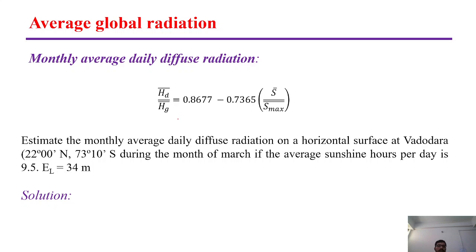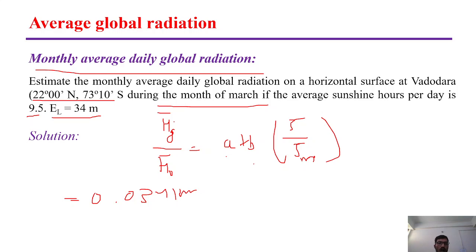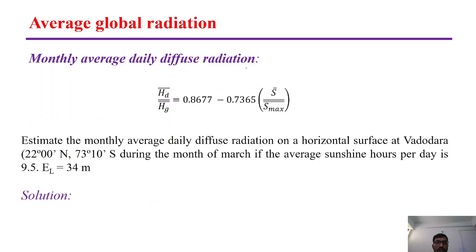Okay, then next comes... So far we read about how to calculate the monthly average daily global radiation. We have to be very careful about the terminology. So here the daily global radiation is asked. Next we are going to study the monthly average daily diffuse radiation. So let's see how to solve problems for this.